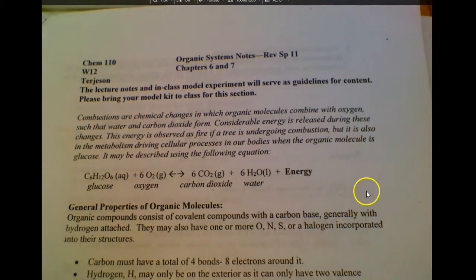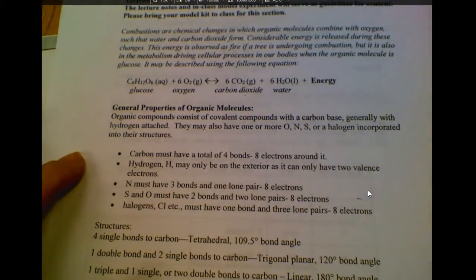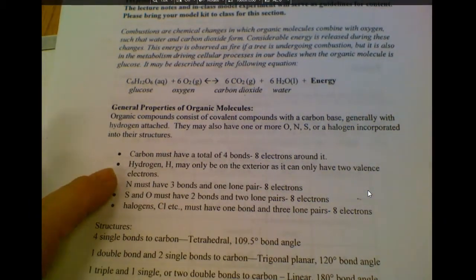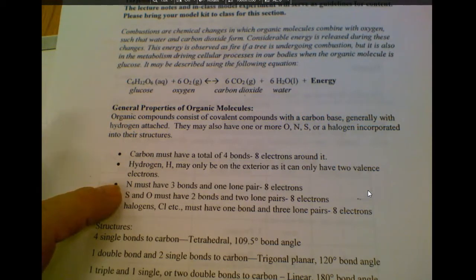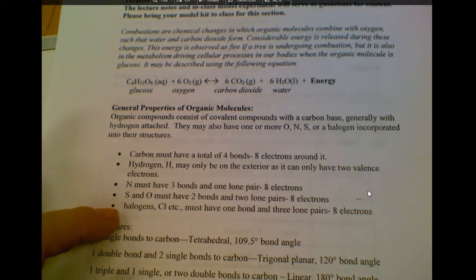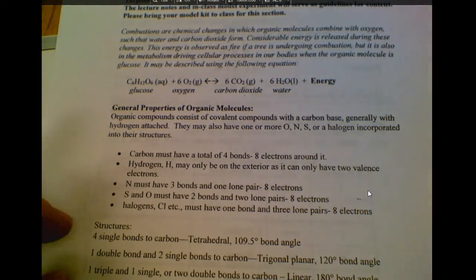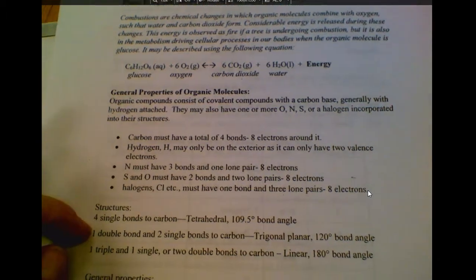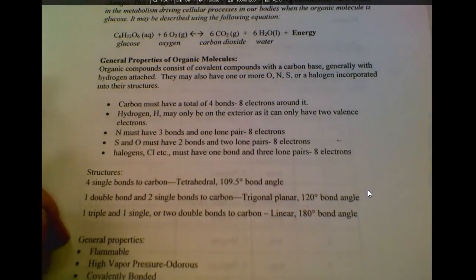And a lot of this page is a review of what we did in the lab. So we see that carbon has a total of 4 bonds, 8 electrons. Hydrogen has to be on the exterior because it can only have 2 valence electrons. N has 3 bonds and a lone pair. Sulfur and oxygen have 2 bonds and 2 lone pairs. And the halogens have to have 1 bond and 3 lone pairs. And these are the same bonds that we had in the lab.